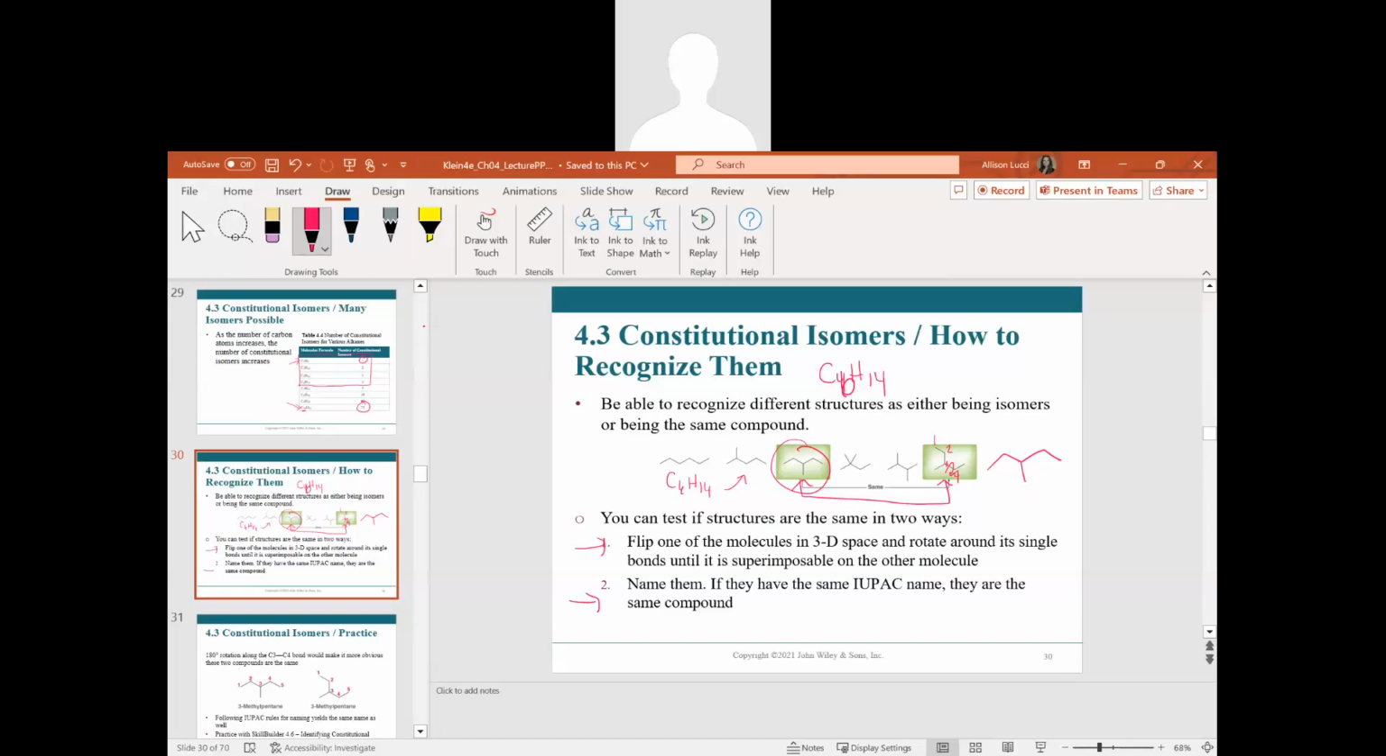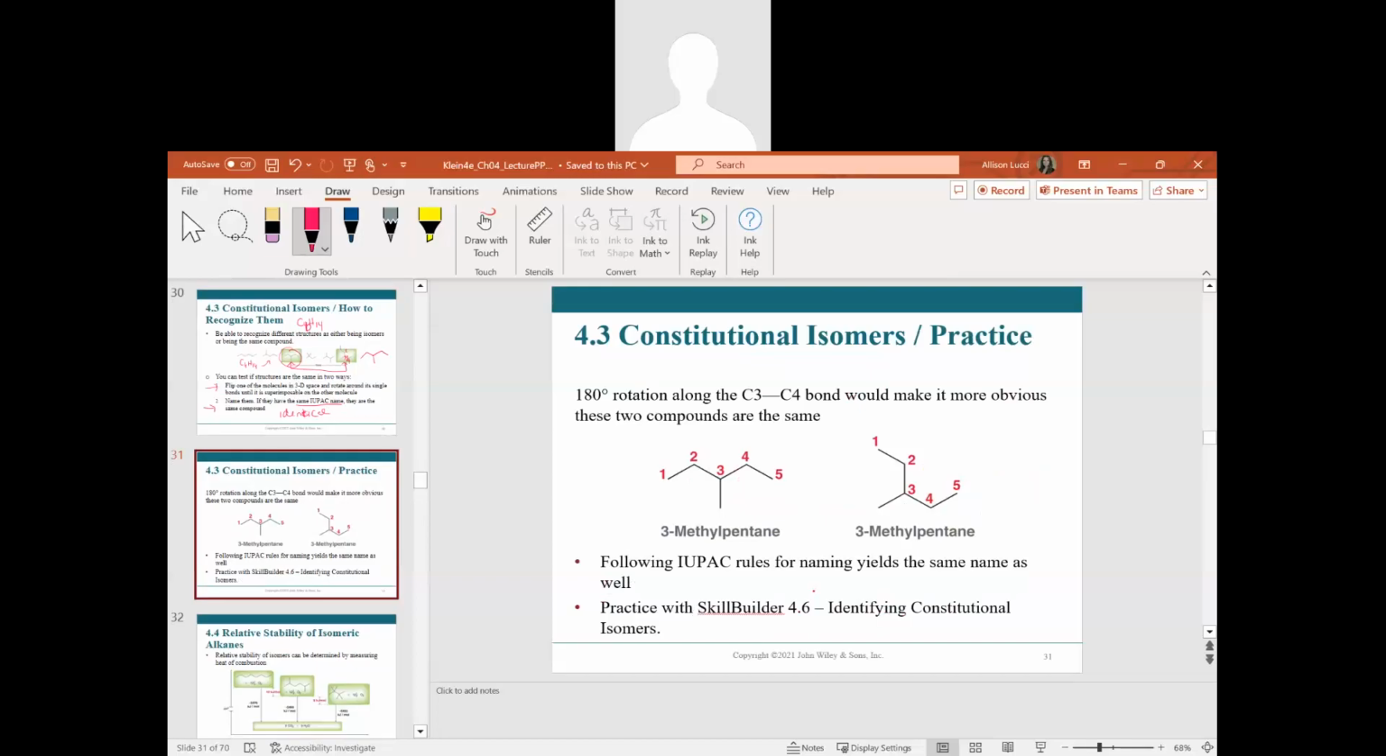The second way to identify if it's an identical structure or isomer is to name the compound. Same IUPAC name would mean that they are identical. So if they are named the same, they're the same compound. So let's take a look at our 2 structures in question, and we'll systematically name them. So again, if we performed that 180 degree bond rotation between carbons 3 and 4, we would generate this structure here. So let's name it.